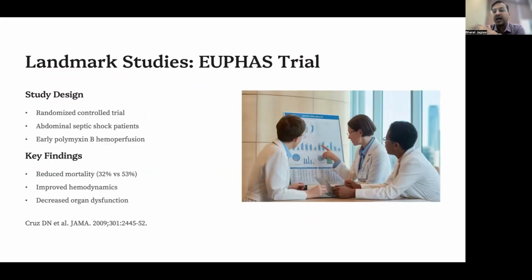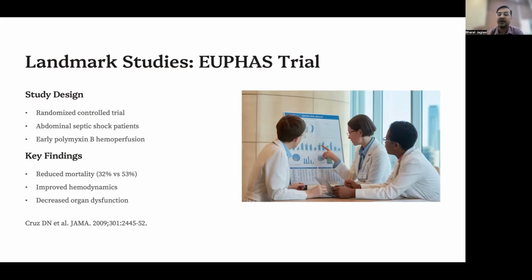Now let's talk about the landmark studies when it comes to hemoadsorption. So as of now, what you understood is that the trajectory of the immune response in sepsis and septic shock is different. We have the innate immunity, then the acquired immunity, and then the immunosuppression phase. Also, sepsis patients have different phenotypes. The delta phenotype has the highest inflammatory response, compared to the alpha phenotype, which has the lowest inflammatory response.